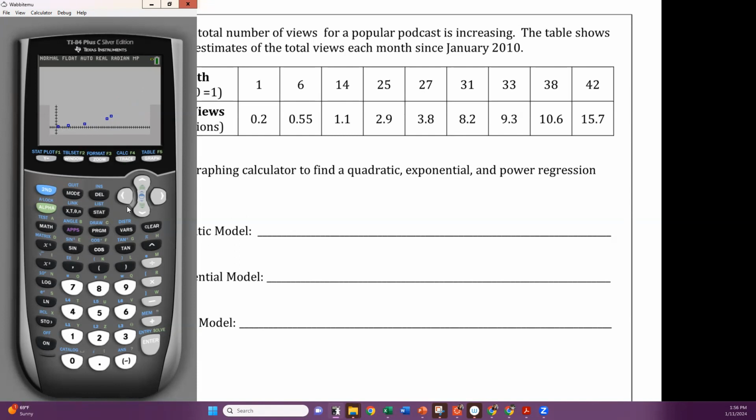So with our quadratic, stat, calc, and we're going to run the quadratic model. You can store it if you want, in case you need to come back to it. I like to store it: vars, Y-vars, 1, and I'm going to store it as Y1. And enter. It's going to calculate, and here's the quadratic that I get, and the R-squared value.